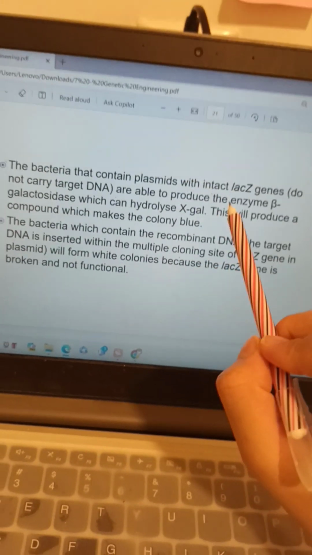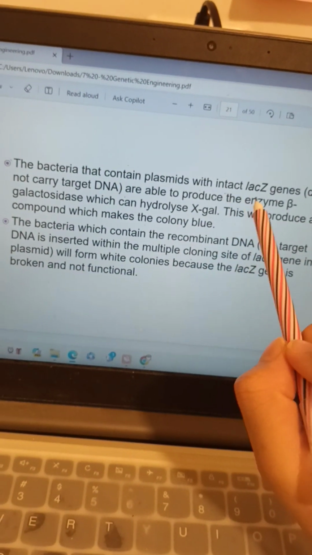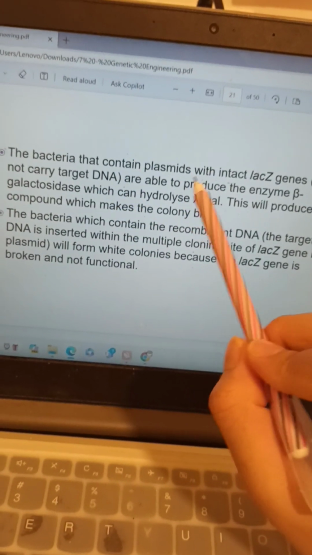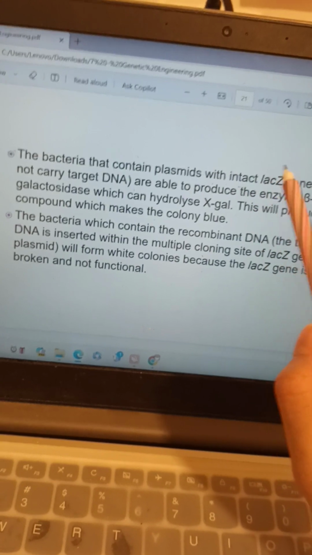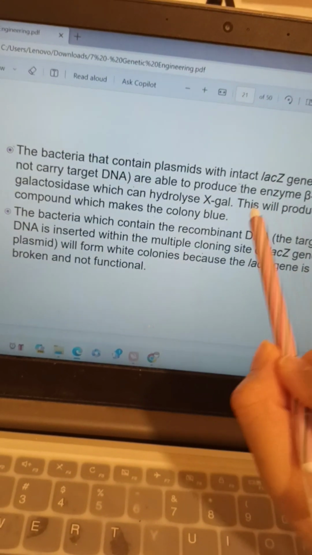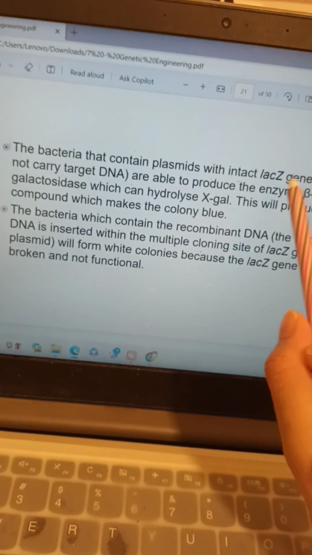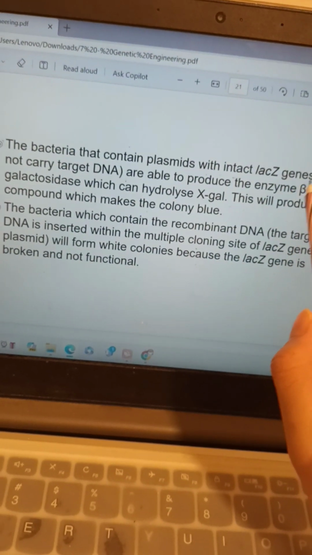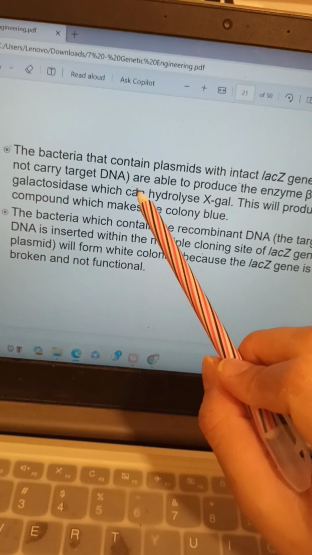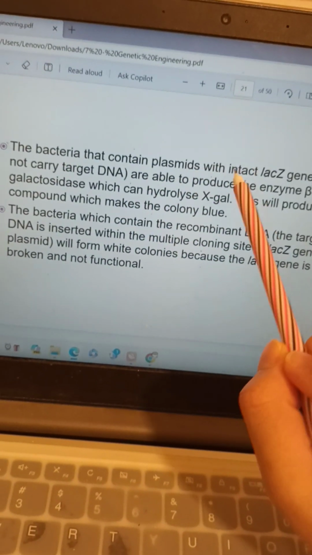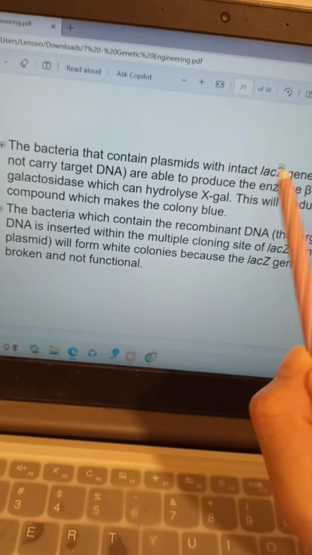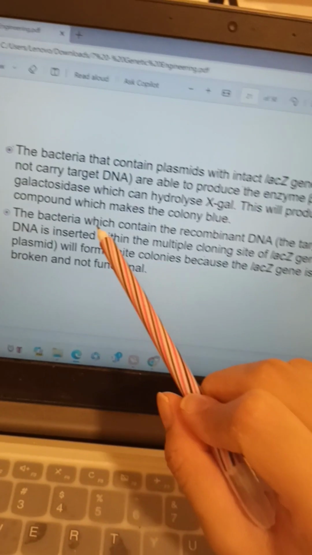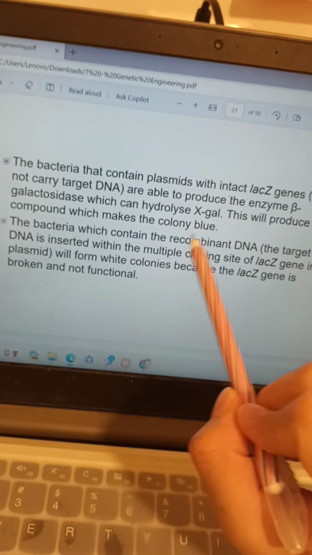All right, so this is a chemical reaction. So they produce the enzyme beta-galactosidase, and this hydrolyzes the X-gal. X-gal is what we need when we do the screening. So because lacZ is not broken, it can synthesize the enzyme beta-galactosidase, and this beta-galactosidase reacts with the X-gal that we use in the screening, and it gives the blue color.